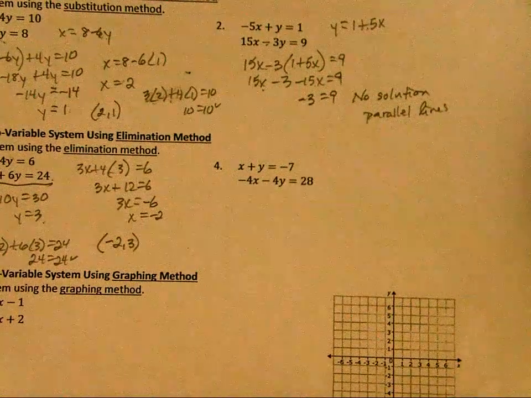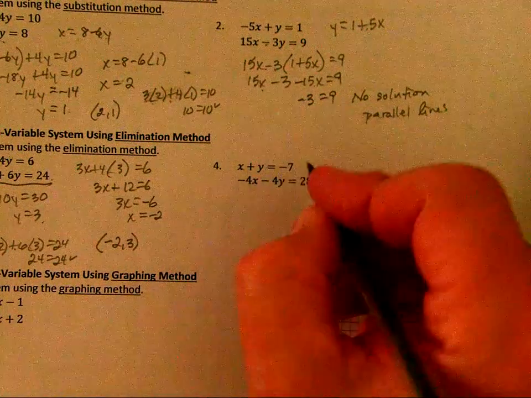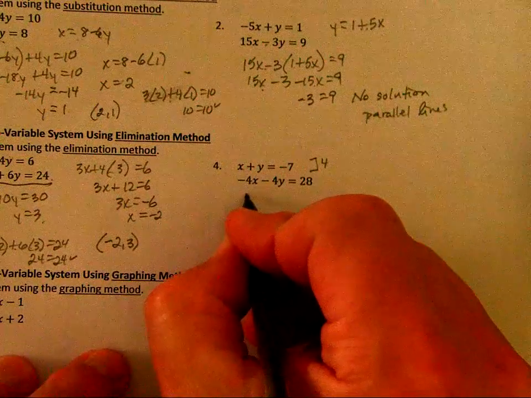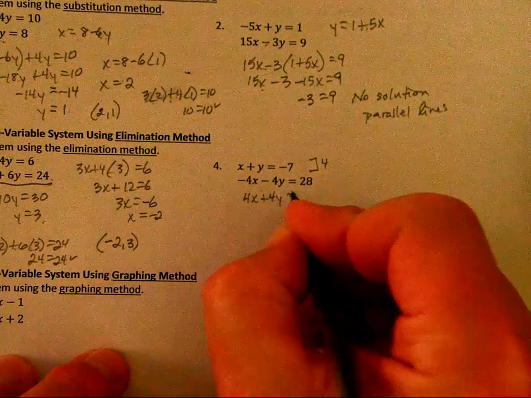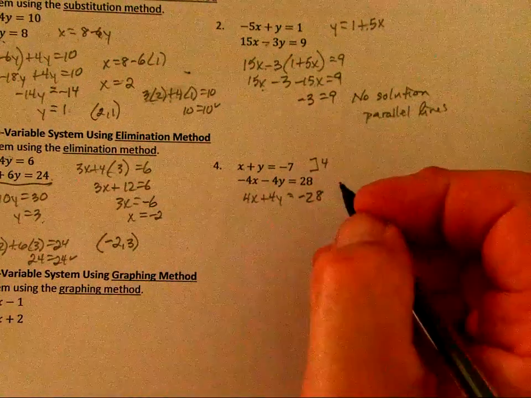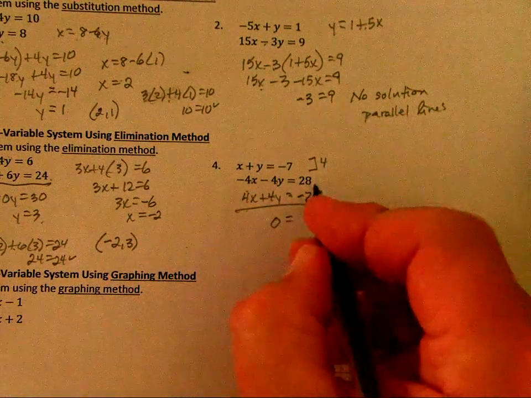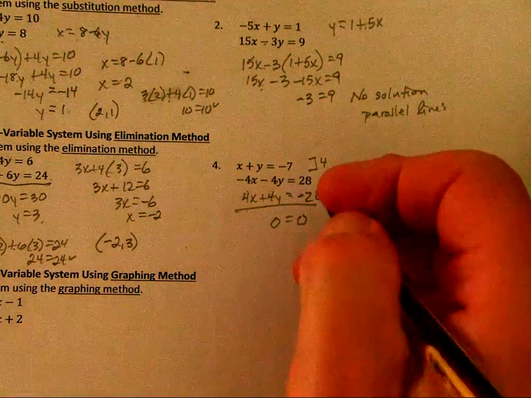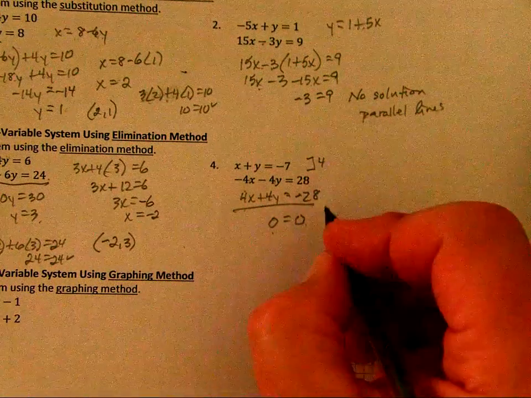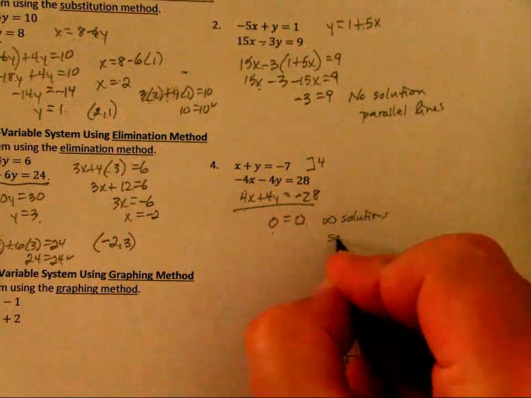Now this next one, notice here nothing matches up, but if I took that top equation times 4, then things would match up. So if I took it times 4, that would be 4x plus 4y equals negative 28. So now if we add those two together, well, the x's cancel, the y's cancel, so we get 0. 28 plus a negative 28 is 0. This is that case where this is always true. So that means these are the same line. So this has infinitely many solutions, and they're the same line.